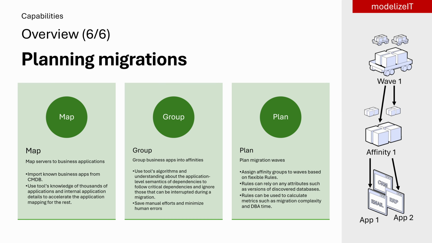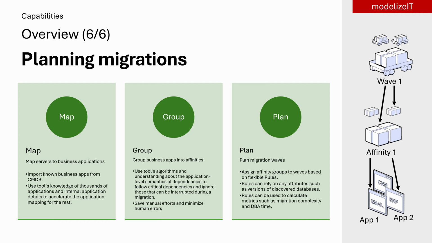The modelizeIT migration planning pipeline consists of 3 stages. The first stage is mapping servers to business applications. After that, we group these applications into affinity groups. An affinity group is essentially a group of applications with critical dependencies that cannot be broken. Breaking these dependencies will result in a loss of functionality or downtime. Therefore, we consider affinity groups as the atomic migration unit.